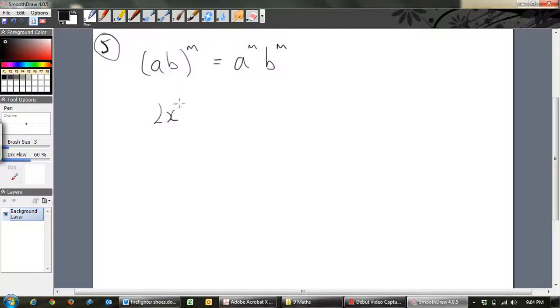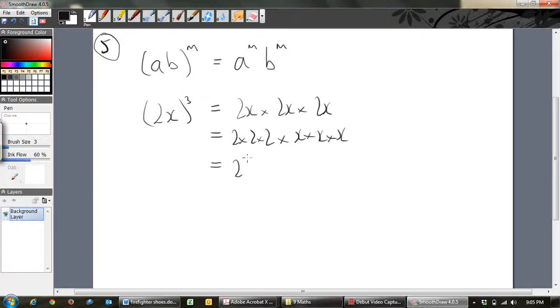Let's say 2x to the power 3. What this means is 2x times 2x times 2x, because it's raised to the power 3. If you put the 2s together, it's 2 times 2 times 2 times x times x times x. That's 2 cubed times x cubed, and that's what's happened here. All these index laws just make sense, and if you can understand it in that way, then you're doing fine.